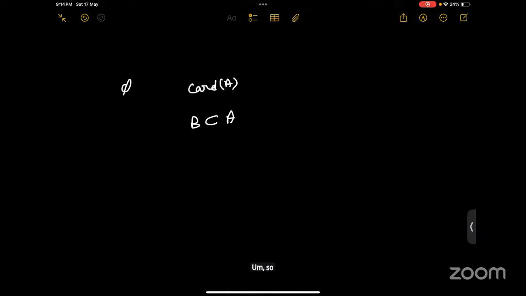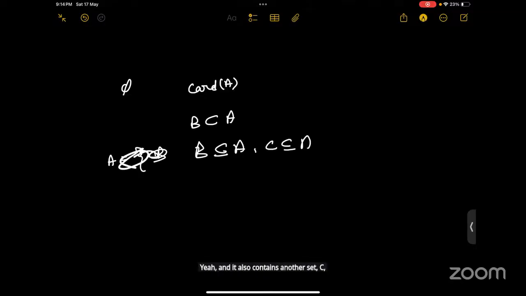So let's say there is a set which contains two sets. Can you start with some example? Try to construct some example, some 1, 2, 3 like that. Yeah, there is a set A which contains another set inside it, B. Okay, that means B is a subset of A. Yeah, and it also contains another set, C. So you are saying this or what? Yeah, you're right, ma'am.